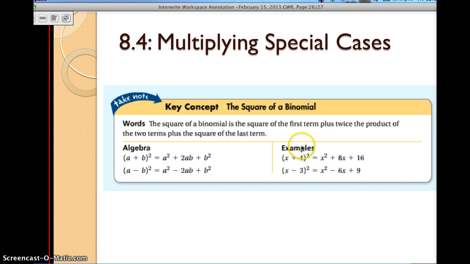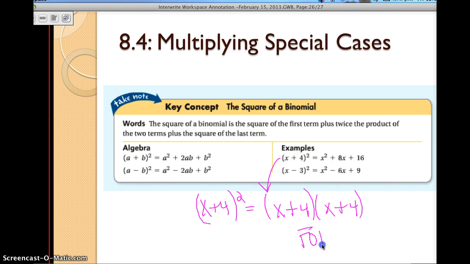But really, sometimes it's just easier for kids to think that x plus 4 squared just means x plus 4 times x plus 4. So you have to FOIL it. Okay? Remember, you cannot use the power rule on this because power rule can only be used on monomials, and this is a binomial. So you cannot use the power rule on this one.